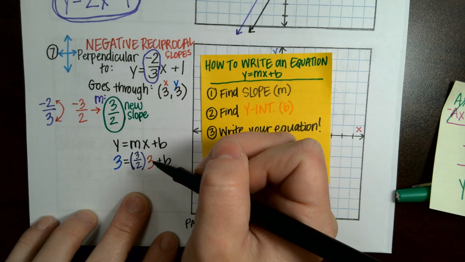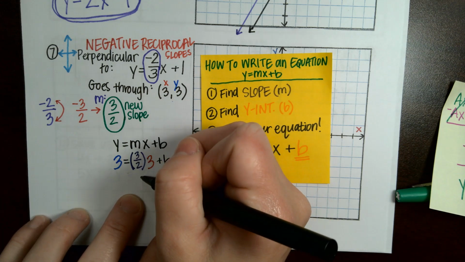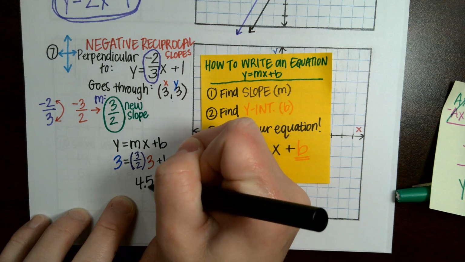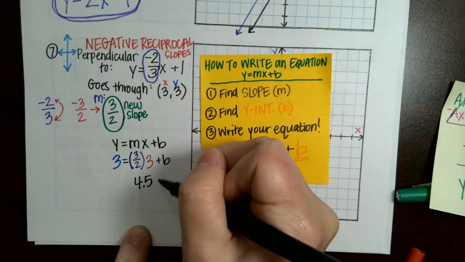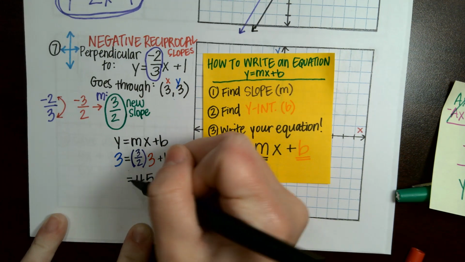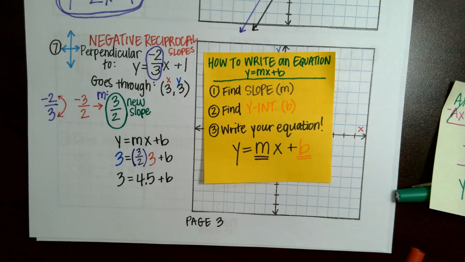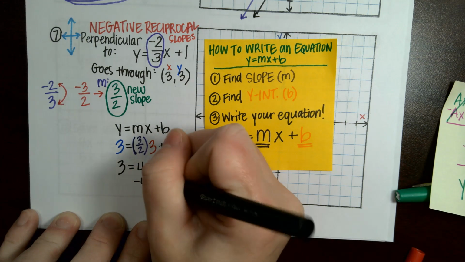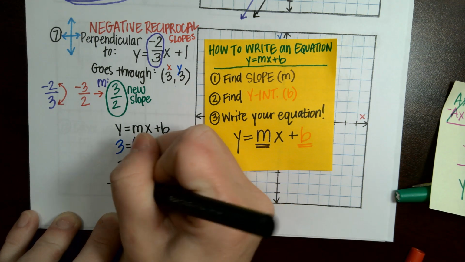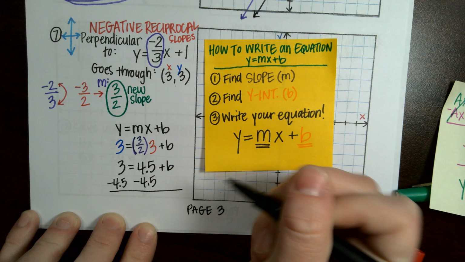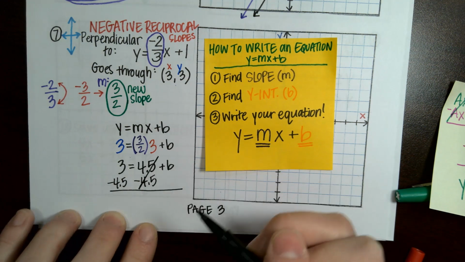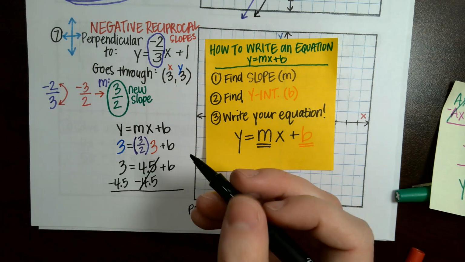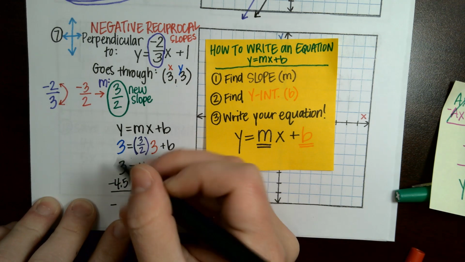Okay, good. So 3 over 2 times 3, that is 4.5 plus b equals 3. Now what do I do? Subtract 4.5. Good. And what's that going to give us? Negative 1.5. That's going to be our b.